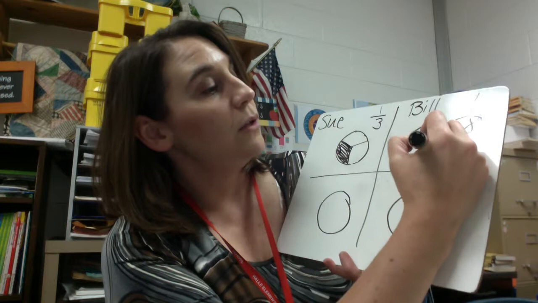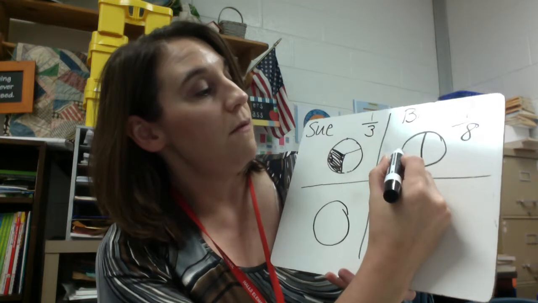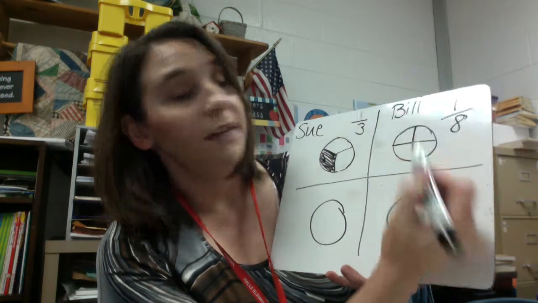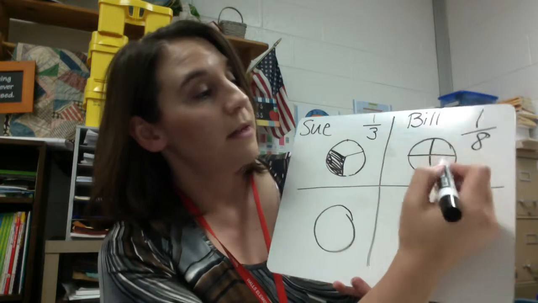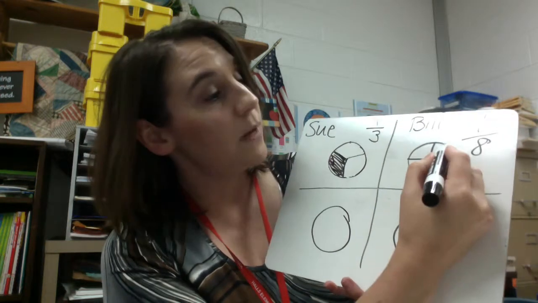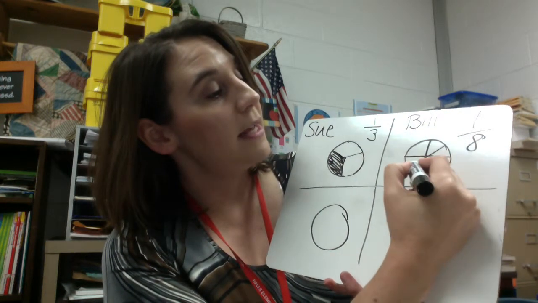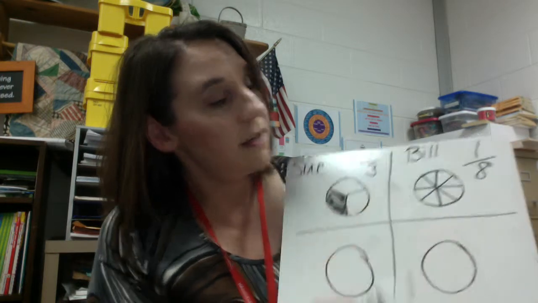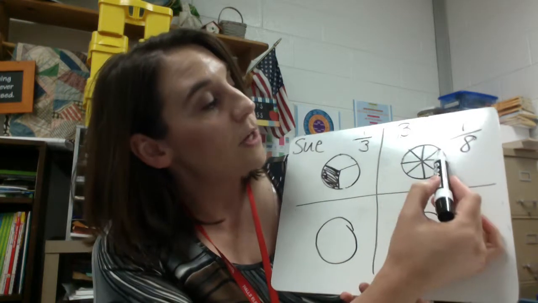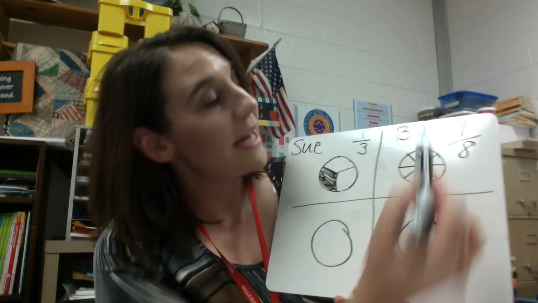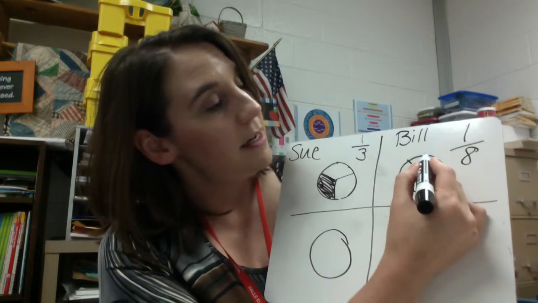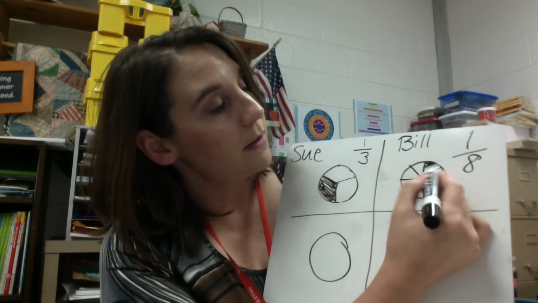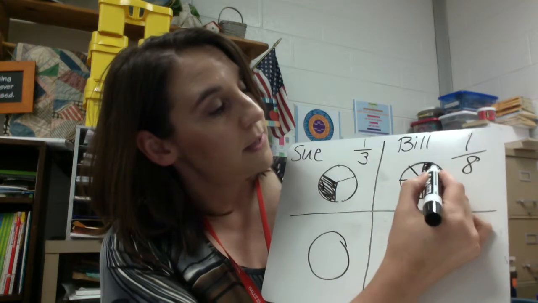If you do half and then 1/4, so we made a plus on that, didn't we? And then another line and another line. Now we have 1, 2, 3, 4, 5, 6, 7, 8. And one of those is 1/8. So that shows Bill's.